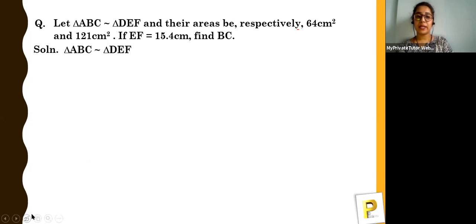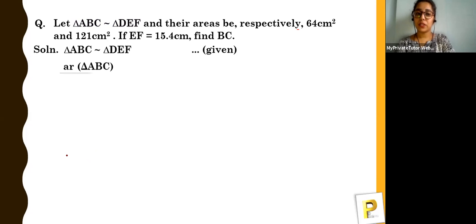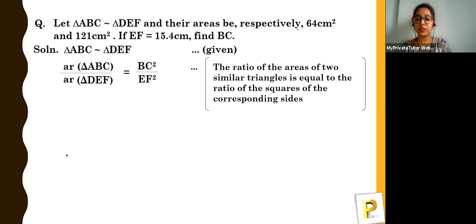For triangle ABC similar to DEF, which they have already given us, area of triangle ABC by area of triangle DEF is equal to BC square by EF square. Now how did we get this? The ratio of areas of two similar triangles is equal to the ratio of squares of the corresponding sides. This is the theorem we just learned. Theorems are the proof to a part of the topic, and by the proof of those theorems we'll be solving the sums on that.